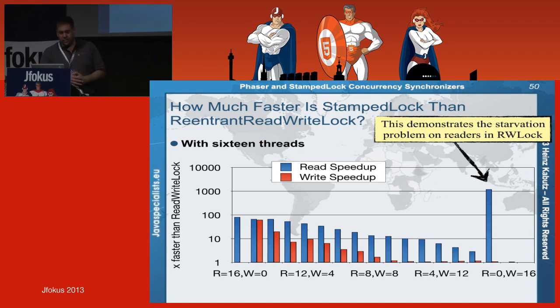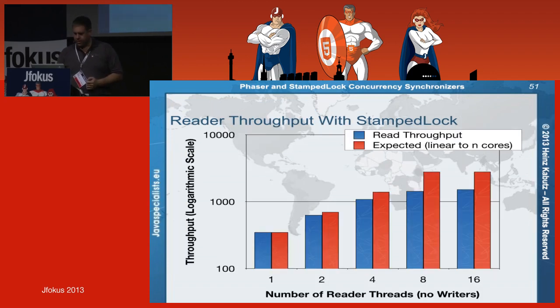But you can see that we get really good speedups. It's almost 80 times faster on the left-hand side for the reading. Okay, the reader throughput. You can see here, this is a logarithmic scale, how as my threads increase, my throughput goes up on the reading. And I've got 8 cores, and so it levels off at 8 cores, which is, again, the result you'd expect to see.